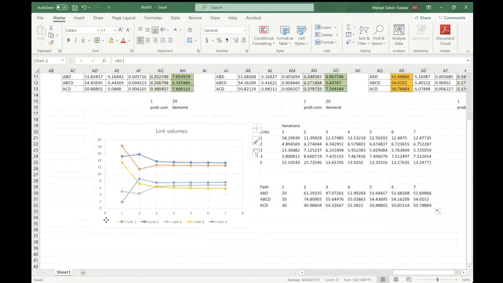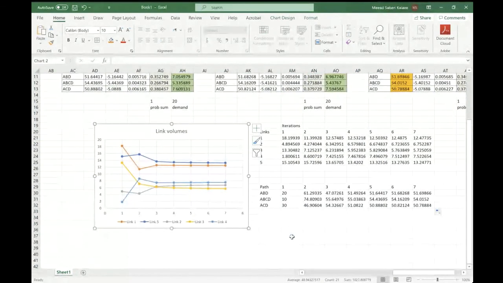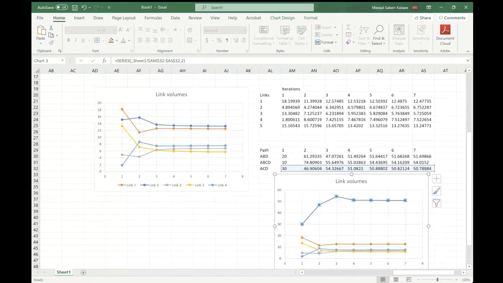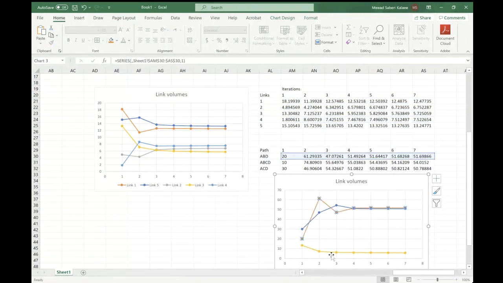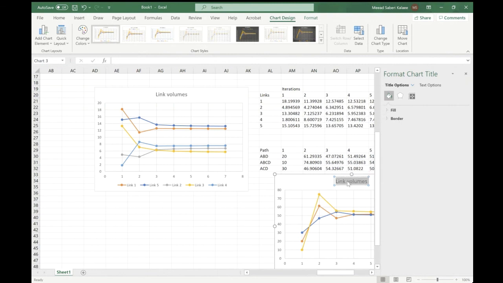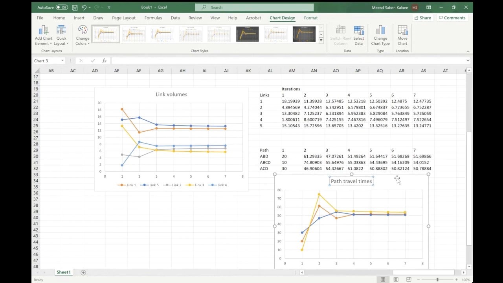Okay, and let's have a look at the same. Let me just delete some of them, and then I just need 3 of them, right? So that would be one of the paths, and the middle path. So this would be my path travel times, right? This is my path travel times convergence pattern.